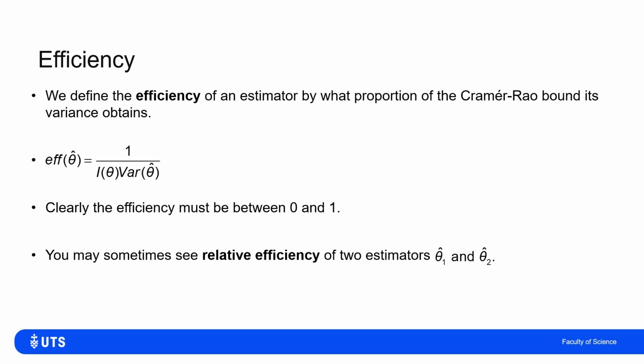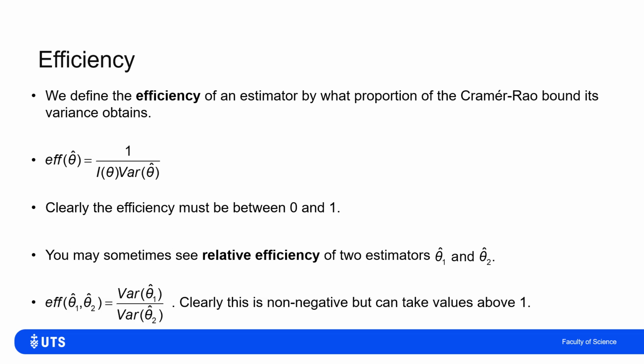You can sometimes see relative efficiencies that say how the variances of two estimators compare. So relative efficiency doesn't necessarily need to be between 0 and 1. It has to be non-negative, but that's just comparing the variance of one estimator to another. In general, when we talk about the efficiency of an estimator, we tend to compare to the best possible theoretical one, which is the Cramér-Rao bound.